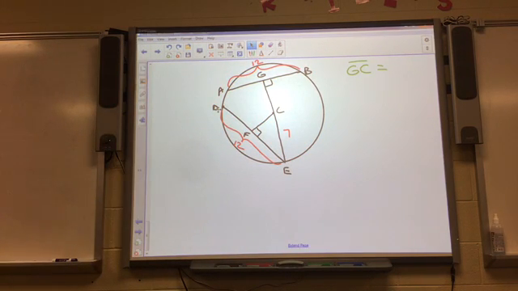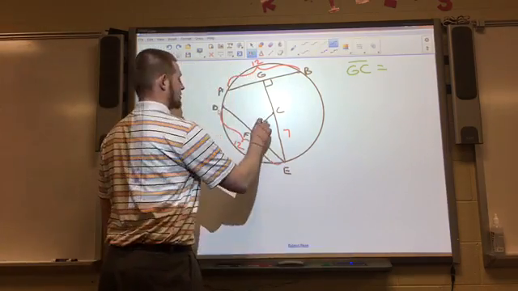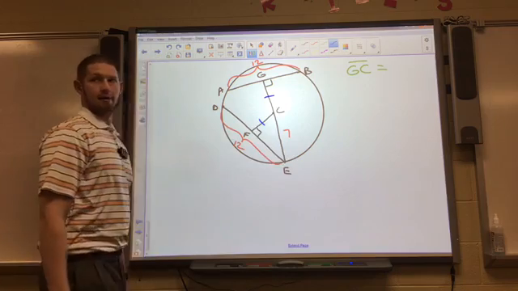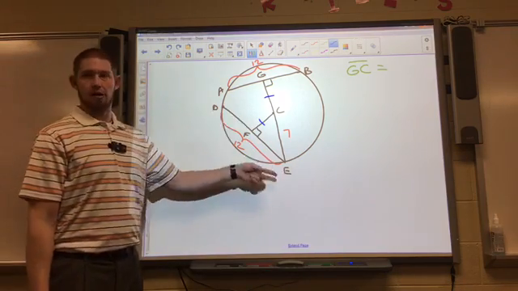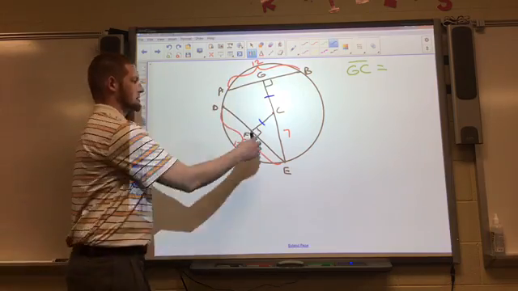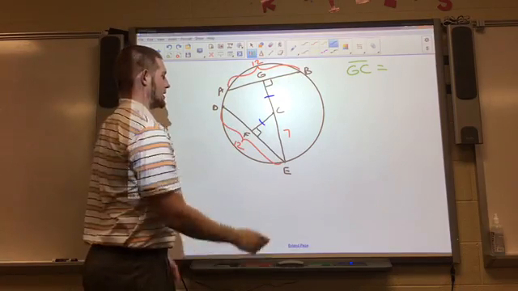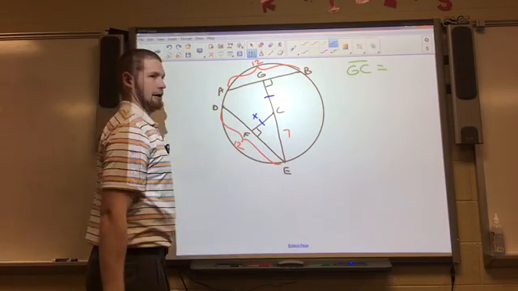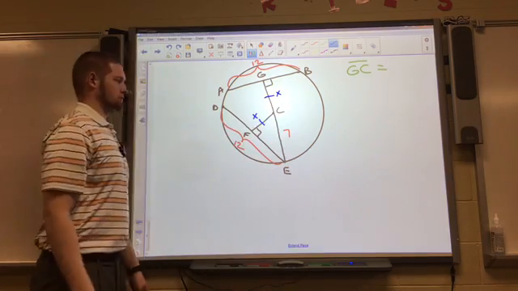So what were you saying, Carson? CF and CG have to be congruent to each other. Why? Yeah, because our chords are congruent, right? And if my chords are congruent, that means they must be equidistant from the center point, correct? So if somehow I can find that length, do I know this length? Yes. Royal?